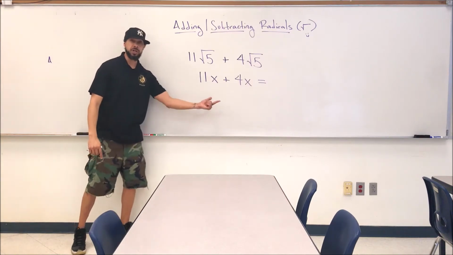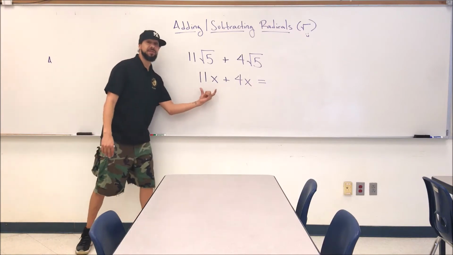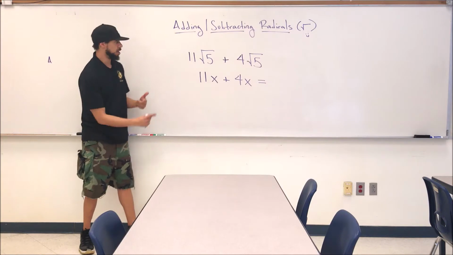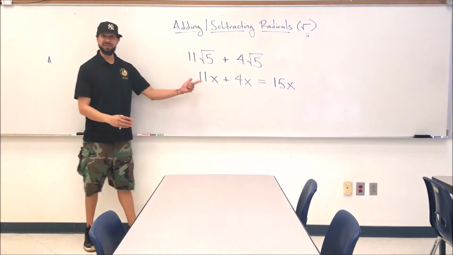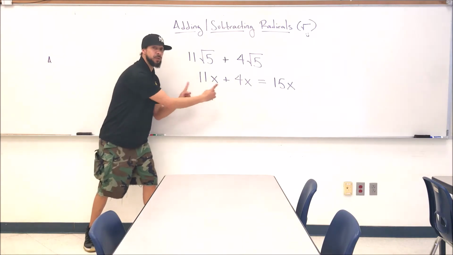So what would you do here? Would you add the x's together? No, because that's kind of what we're doing. I got 11 of these x's, and I'm going to add 4 of those x's to it. How many x's does that leave me? Exactly right, 15 x's.